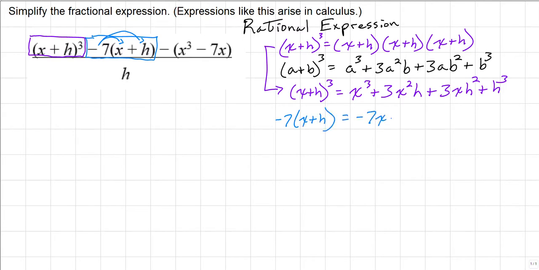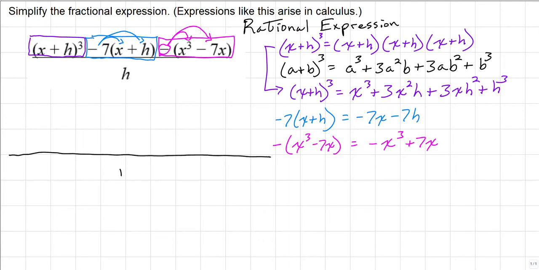And I end up with -7x minus 7h. And then finally, I'll look at this third term, and I will distribute this negative sign, which is in reality just a -1, across both terms in this binomial. And so negative quantity x cubed minus 7x is simply equal to -x cubed plus 7x. Now notice that the h in the denominator hasn't changed at this point. And so we're going to leave that alone.